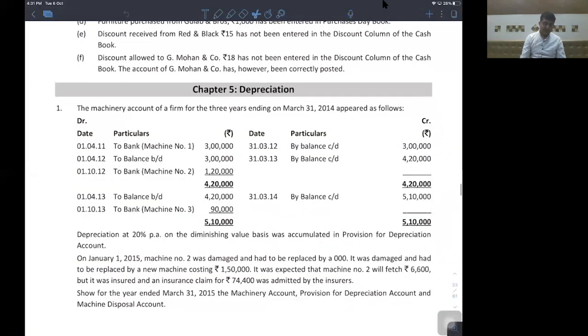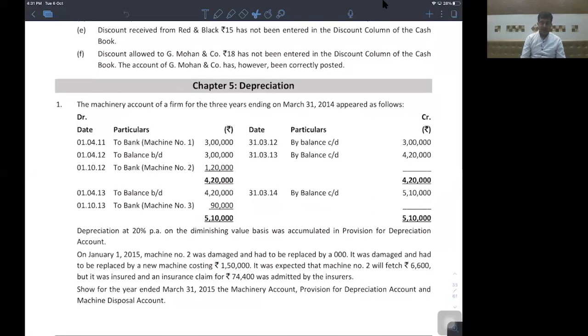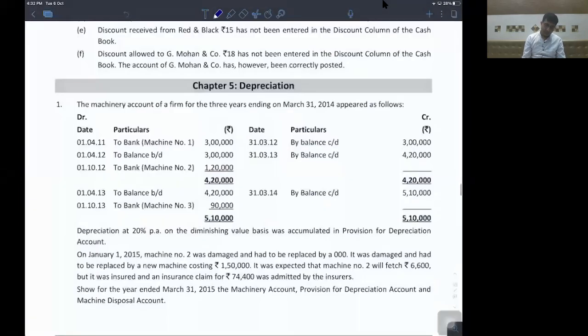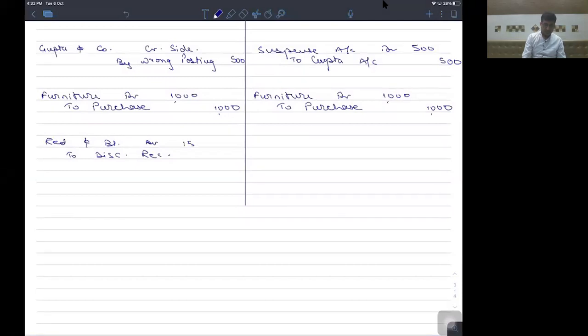Yes, next one. Discount received from Red and Black rupees 15 has not been entered in the discount column of the cash book. If we have not written discount received in the discount column, we will not post it either. Therefore, the rectifying entry directly will be Red and Black debit to discount received, rupees 15. The same will be the rectifying entry even after preparing the trial balance.